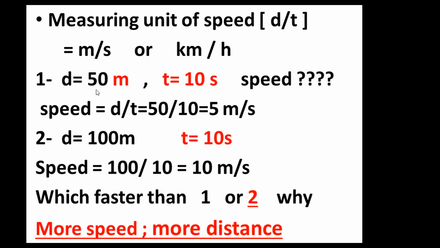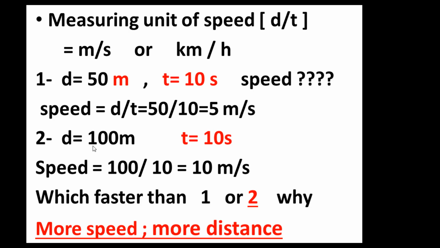If I give you distance equals 50 meter, time equals 10 seconds, what about its speed? Speed equals distance over time. Second step, substitution: distance equals 50, time equals 10, 50 over 10 equals 5 meter per second. Take care, you must write its unit, meter per second.